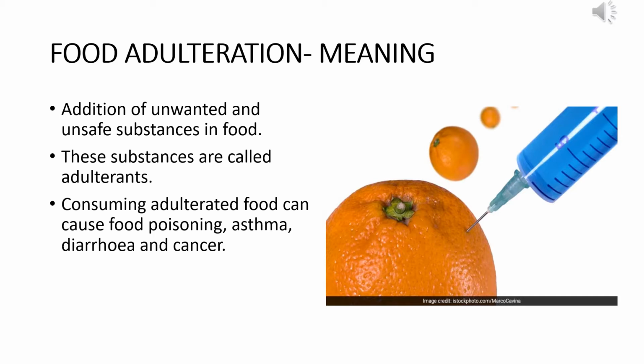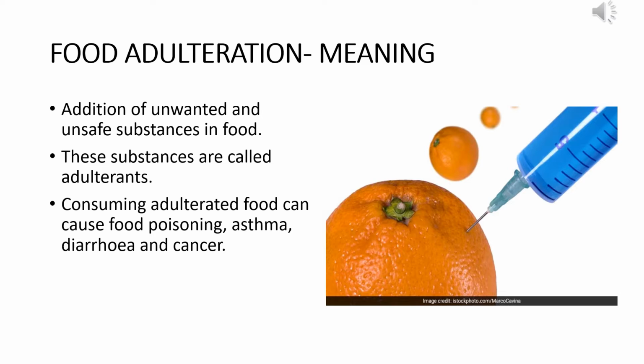The process of adding unwanted and unsafe substances in the food for making extra profit by some dishonest traders is called food adulteration. And the unsafe, cheap quality, low quality, non-edible substances that are being added to the food to make the extra profit are called adulterants.